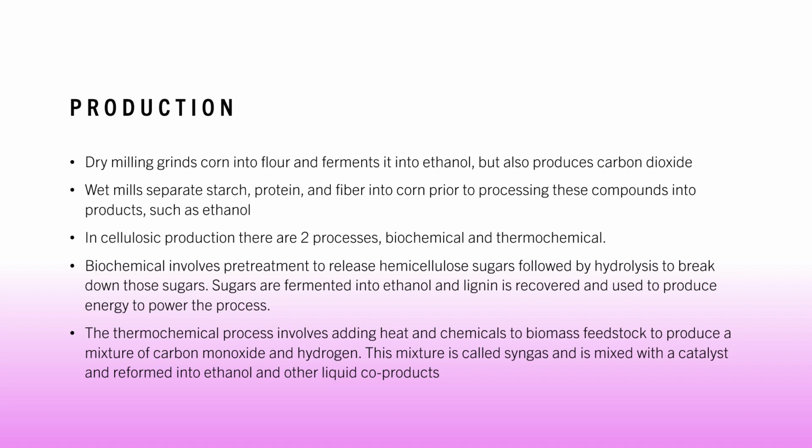In cellulosic production, there are two processes, biochemical and thermochemical. Biochemical involves pretreatment to release hemicellulose sugars, followed by hydrolysis to break down those sugars. Sugars are fermented into ethanol, and lignin is recovered and used to produce energy to power the process. The thermochemical process involves adding heat and chemicals to biomass feedstock to produce a mixture of carbon monoxide and hydrogen. This mixture is called syngas and is mixed with a catalyst and reformed into ethanol and other liquid co-products.